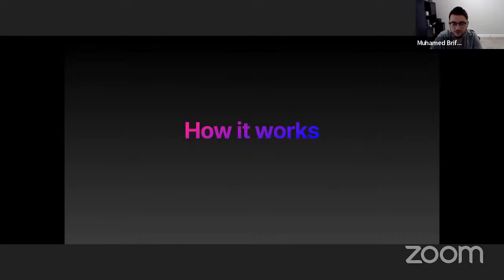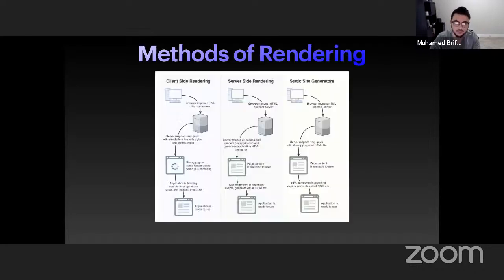So basically what I want to talk about next is setting a good foundation about the different methods of rendering. We talked a little bit about this in the outline, but there's the three core methods of rendering. We talked about client-side rendering, and then server-side rendering, and there's also static site generators, which fit into this as well, right?